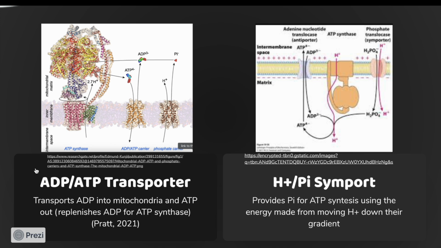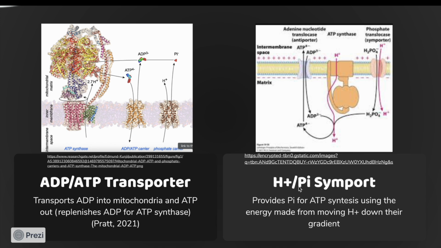Okay, so now let's hit the ADP and ATP transporter. So this transports ADP into the mitochondria and ATP out. So basically it's replenishing the ADP supply so that it can be used by ATP synthase to make more ATP. So here's the intermembrane space, here's the mitochondrial matrix, here's ATP synthase, and here's the transporter that we're looking at. So what it's doing is it's moving ADP in, and then from there it can combine with a phosphate that's brought in by our hydrogen phosphate symport to create ATP, and then that product will be able to move out.